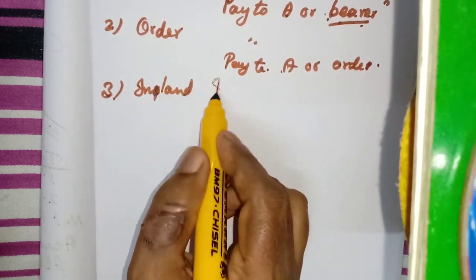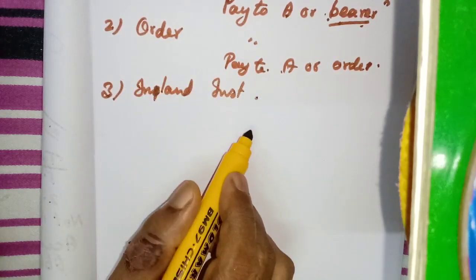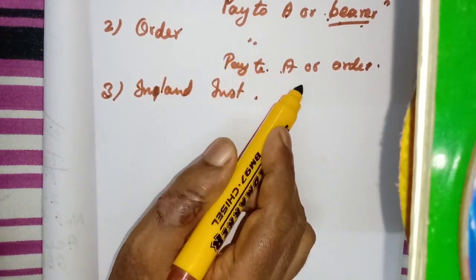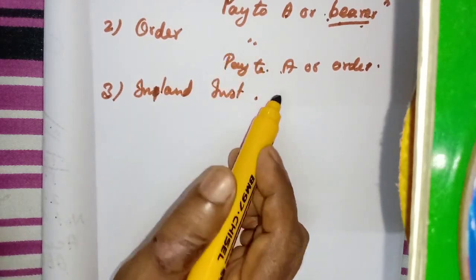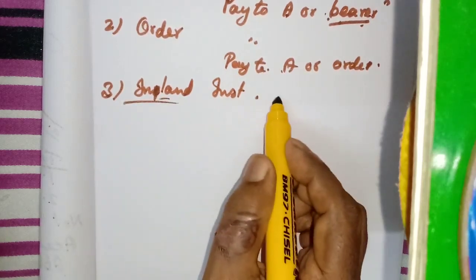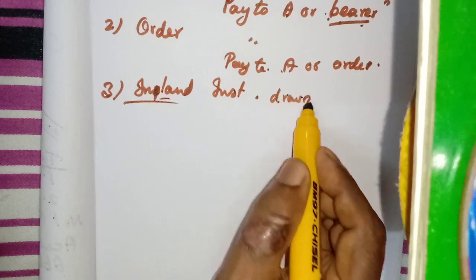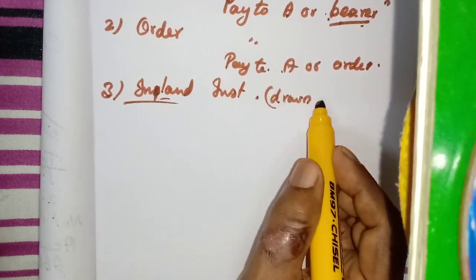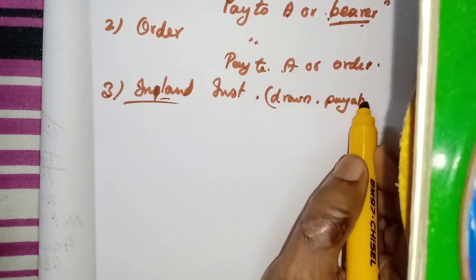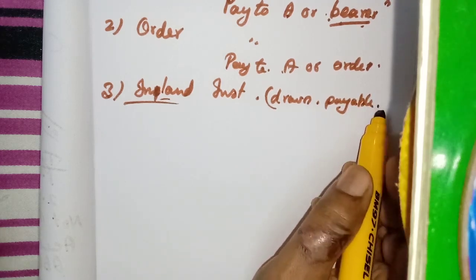Inland instrument. Here, instrument means all the three together: promissory note or bill of exchange. Inland means within India. It must be drawn in India, that means it will be written in India. It will be payable in India. The payee also will be in India.